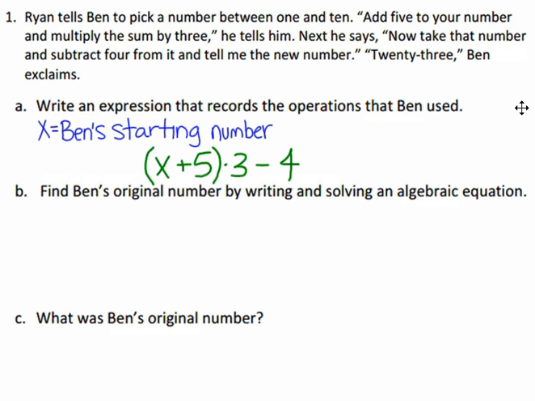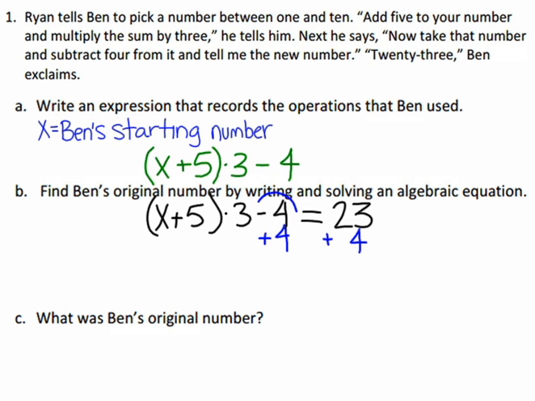Then on part B, we're going to set up an equation. We'll start with the expression we have, and then use an equal sign to make it an equation, and on the other side, we're going to set it equal to 23. Okay, the other piece of part B is to figure out what the value of X is.